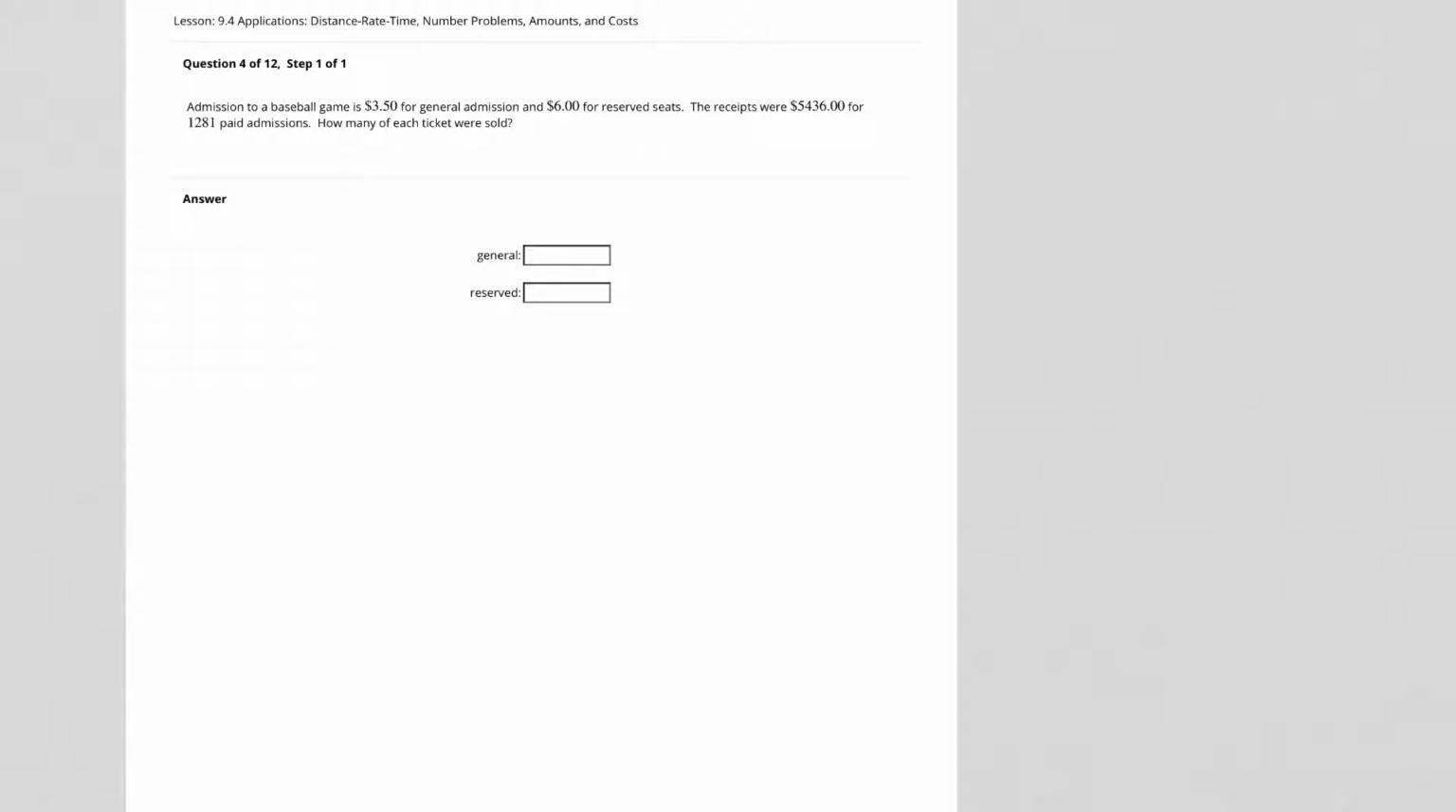Again, we need to define our variables. So we have general, which I would call G, and we have reserved, which I would call R. If you can choose your variables close to what the actual representation is, it's just easier to figure out in the end which value you found.